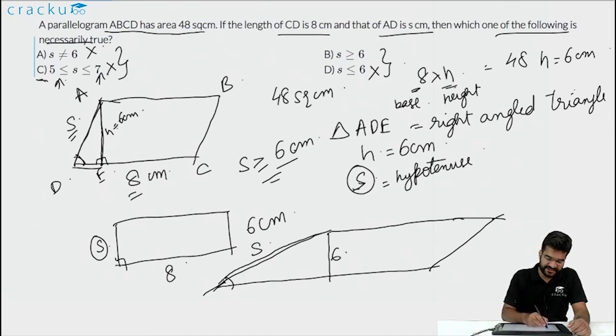So we can even strike this out. The only correct answer over here is that S is greater than or equal to 6. This is something that we can say for certain. We know that S has to be greater than the height of the parallelogram, which is equal to 6. So the correct answer in this case is option B.